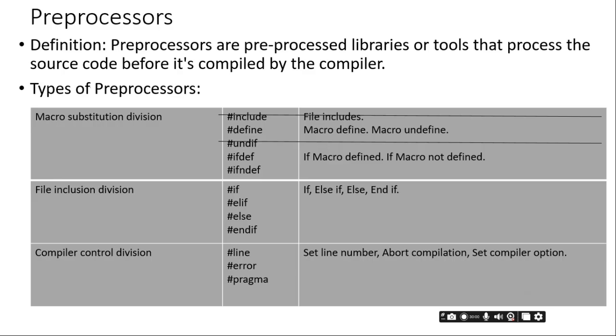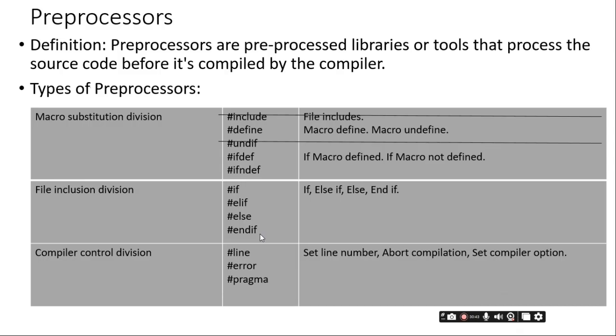That we are going to see in our upcoming slides in detail. Then the file inclusion division also has some concepts of compiler control divisions. So the third type includes #if, #elif, that is else and if combined together, which stands for else-if ladder control structure. #else means a simple if-else block. #endif closes the if block.